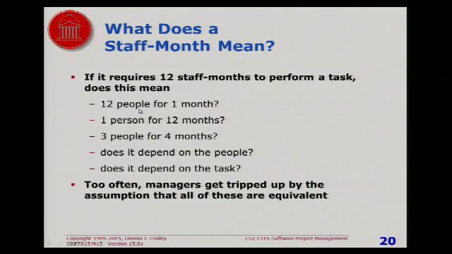Those of you in the classroom, can you give me an example of something you might do? It doesn't have to be software, where it would make sense to have 12 people work for 1 month. 12 people working together on something for a month.